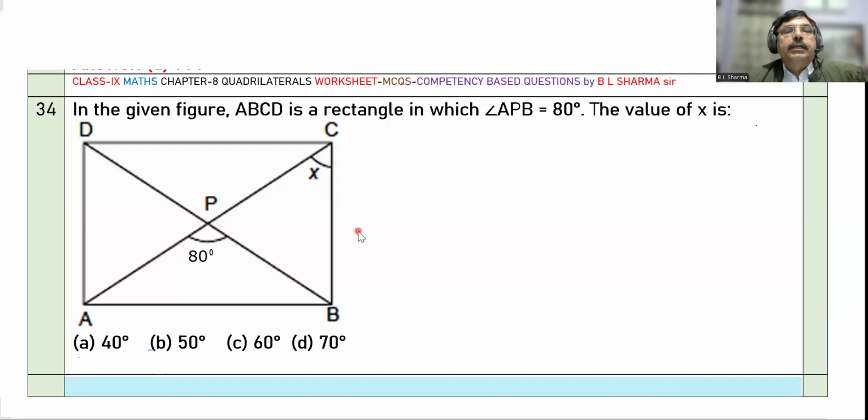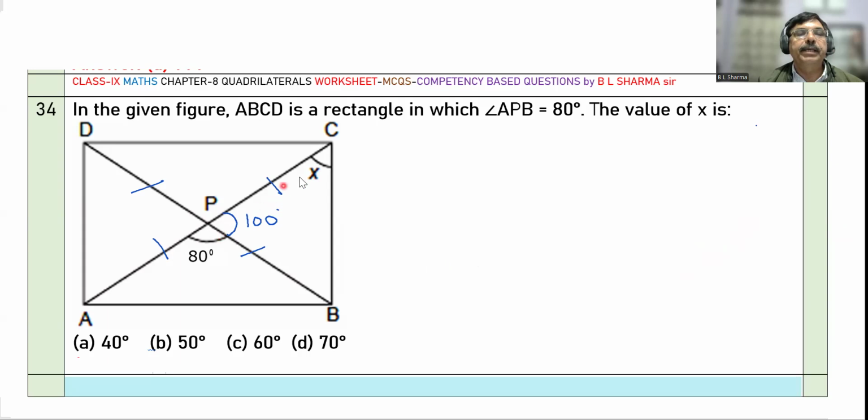In the given figure, ABCD is a rectangle and angle APB is equal to 80 degrees. What is this angle X? First of all, by linear pair, this angle is 80 degrees, so this angle will be 100 degrees, because the sum should be 180 degrees. Now, the diagonals of a rectangle are equal and bisect each other. So PA is equal to PC is equal to PD is equal to PB.